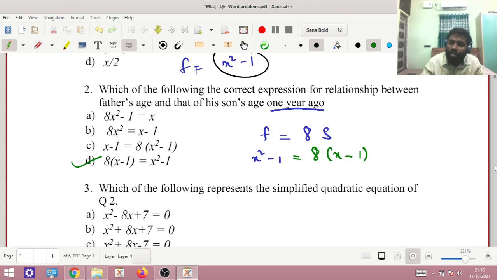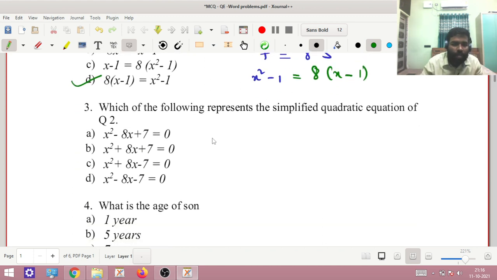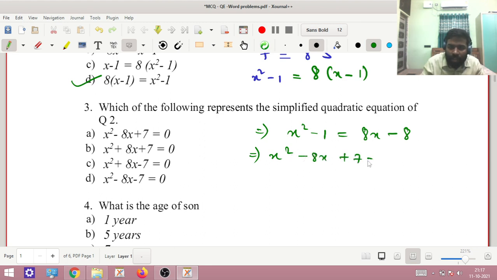We will move to the next part, the third question. Which of the following represents the simplified quadratic equation of question 2? In question 2 we got this expression, and you have to simplify it: x square minus 1 equals 8x minus 8. If you bring all the terms to the left side, you will get this, so the first option is correct.